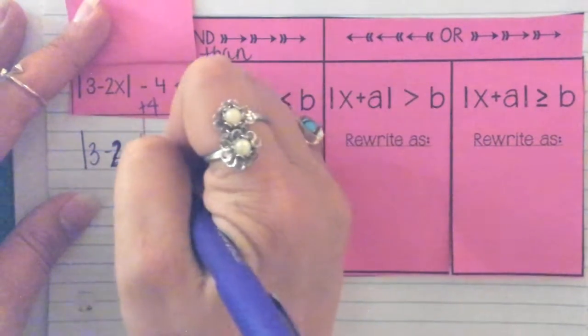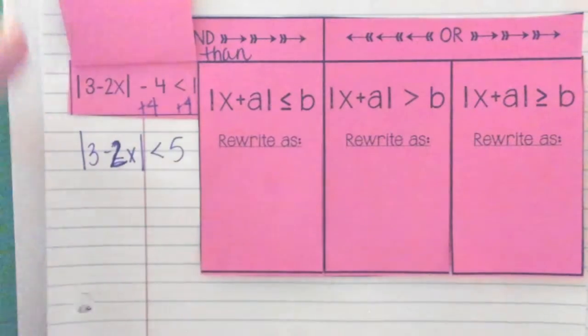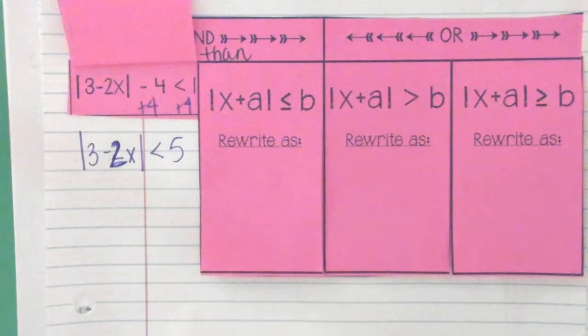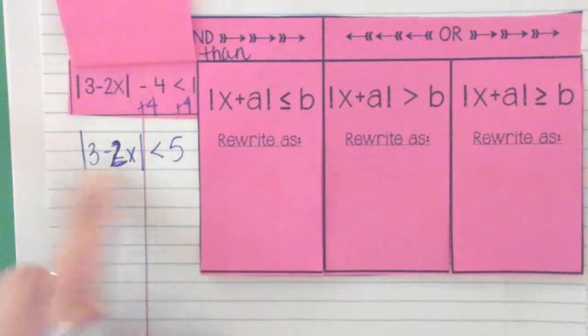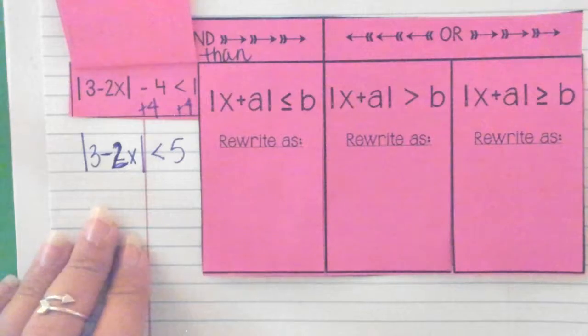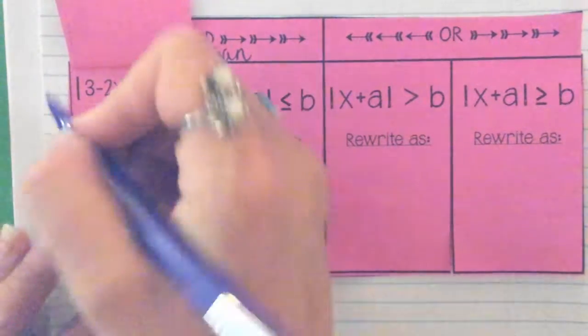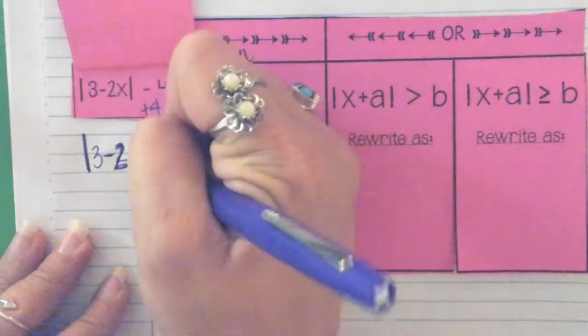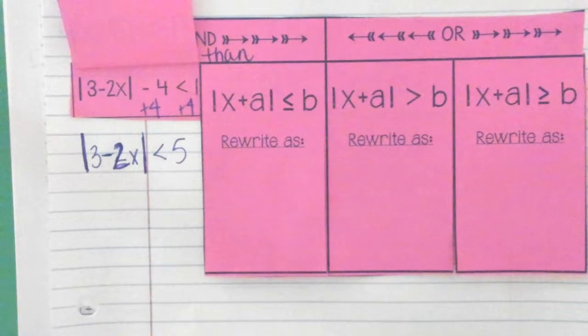3 minus 2x is less than 5. That's a 2. Sorry. Alright, now what do we do from here? What do we do from here? Break it down into a negative and a positive.